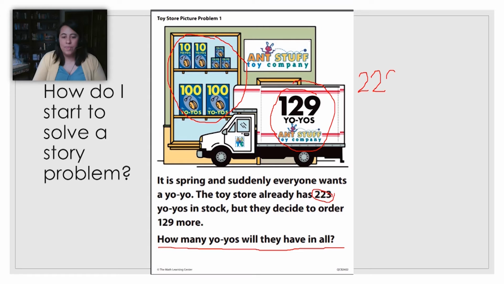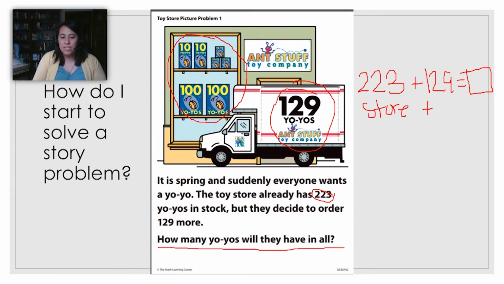223 plus 129 equals something. The 223 are the ones in the store. The 129 are the ones in the truck. And then I'm trying to figure out how many in all. I like to just label my equations to make sure that they match the story and they make sense. Okay, so let's think about how to solve this.